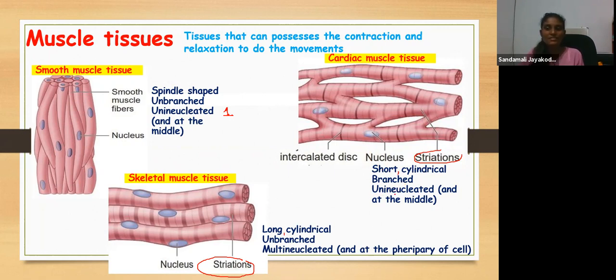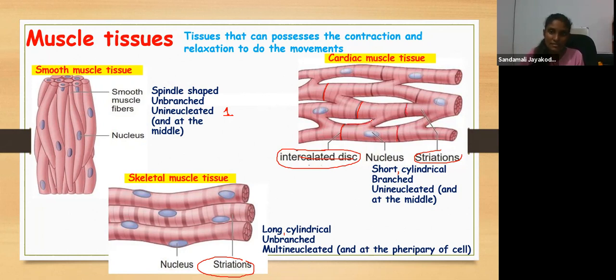And also especially it is uninucleated, in the same way as smooth muscle tissue. It is at the middle. But once we look at this cardiac muscle tissue, we feel like they are long, but it is not like that. These cells are separated by a special area named the intercalated disc that separates the cells. So we can think that the cells are short.